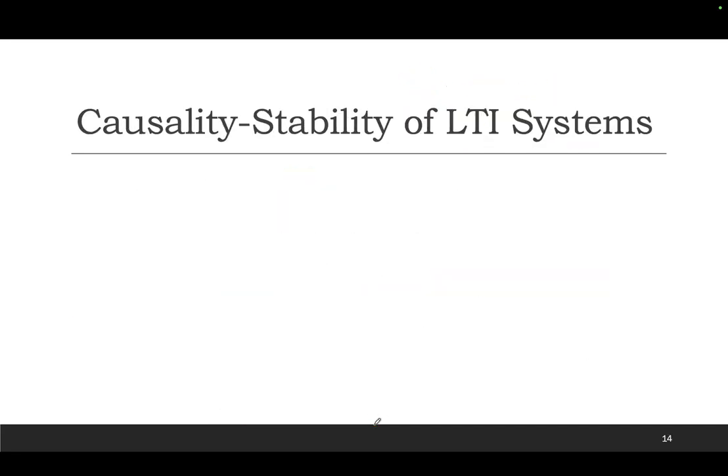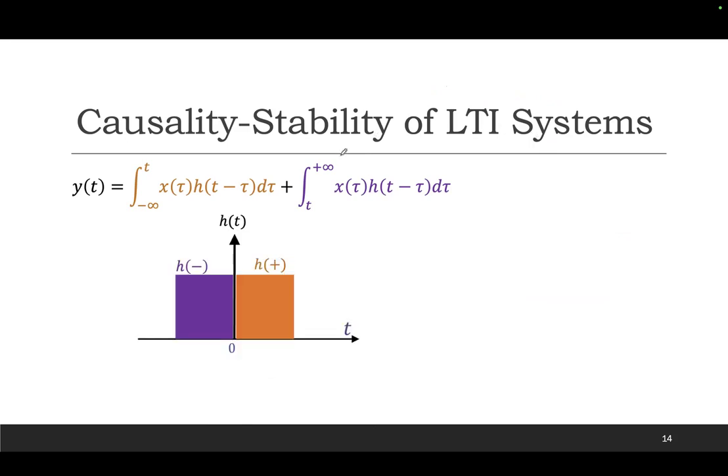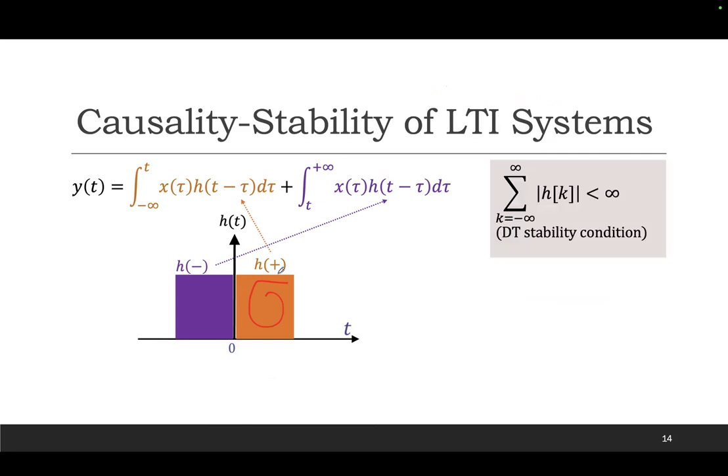Yeah. And then let's review the causality and stability of LTI systems. For the LTI system, if your impulse response only has this area, then your system is causal.